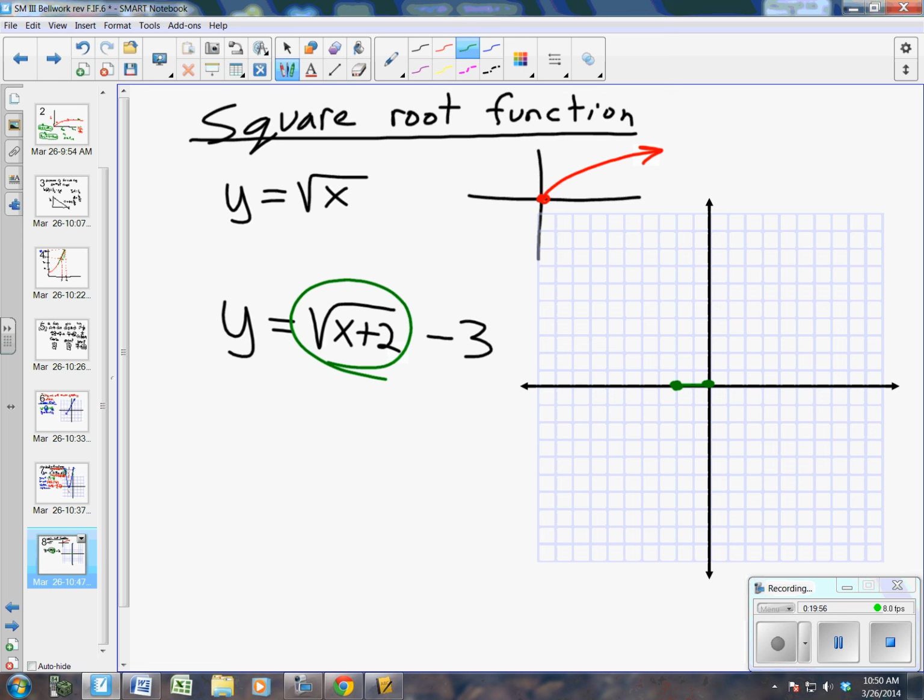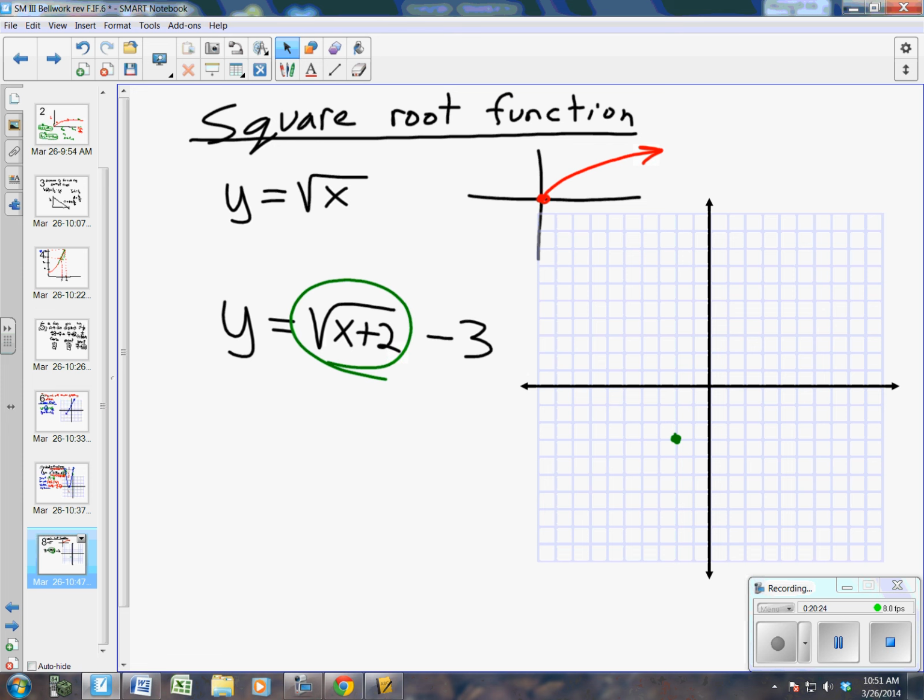We talked about it. If it's inside the function, it goes the opposite direction of the sign, okay? And then the -3, what does that do? Yeah, it's a vertical shift or translation down. So we're going to go down 3. 1, 2, 3. So that's going to be our starting point, right? Okay, so that's our starting point. Left 2 and down 3.